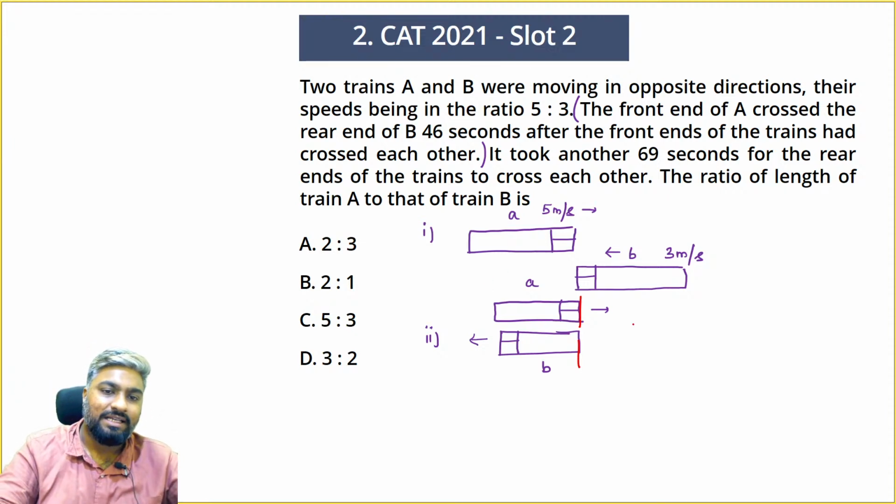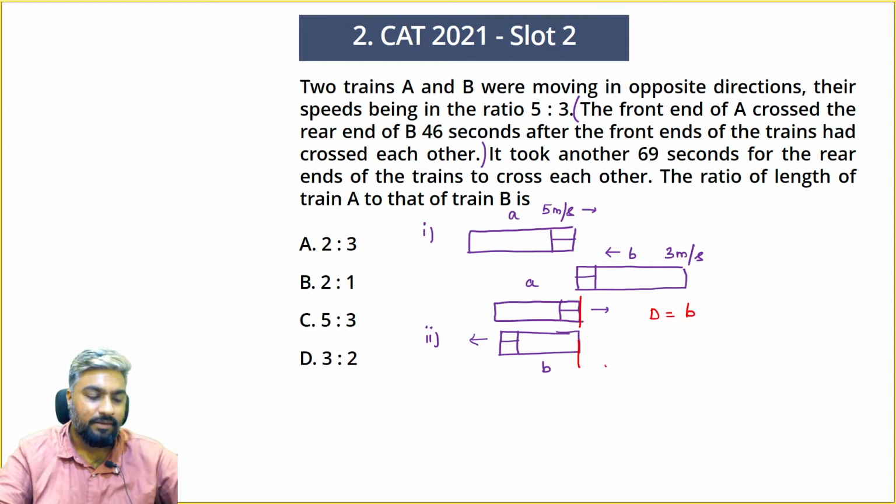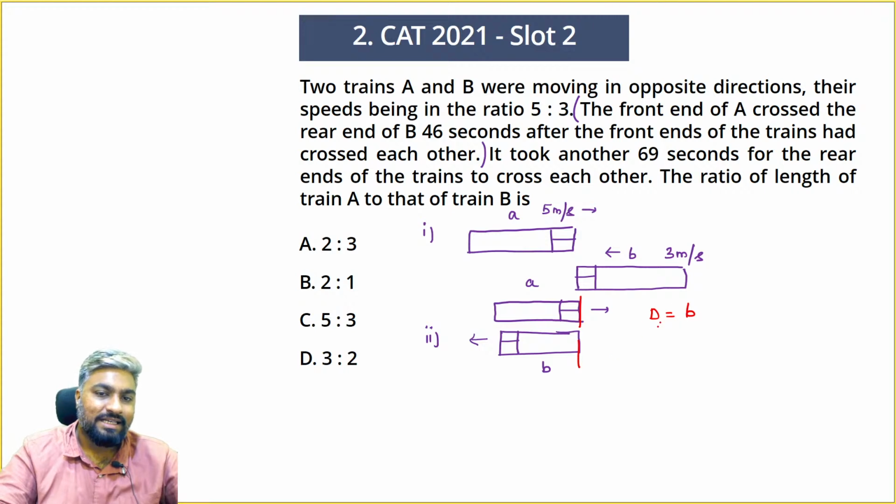So can we say the distance that they've covered here would be the length of B? Say yes if you agree, guys. Distance that they've covered is the length of B, correct? B is covered in how many seconds? In 46 seconds. So time taken is 46 seconds, correct? What would be the relative speed here, guys?